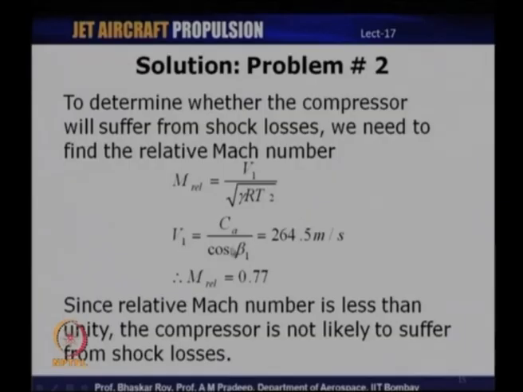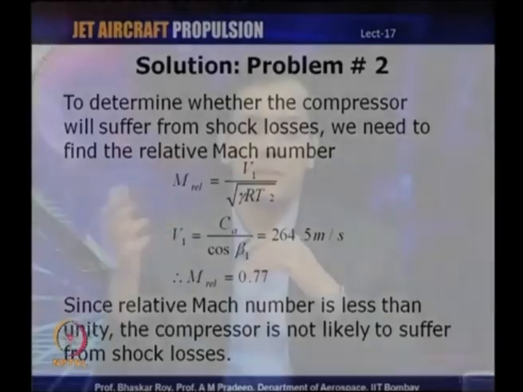And how do we calculate V1? We can calculate it because the axial velocity is known, and the angles are also known from the velocity triangle. Therefore, V1 is the axial velocity divided by cos beta 1, and that is 264.5 meters per second. So, we get the relative velocity at the inlet as 264.5 meters per second. Therefore, the relative Mach number is V1 divided by square root of gamma r T. So, that is 0.77. What we see here is that the relative Mach number is less than unity, and so there is no chance that this particular compressor, at least at this particular diameter which has been given, is likely to suffer from any shock losses.